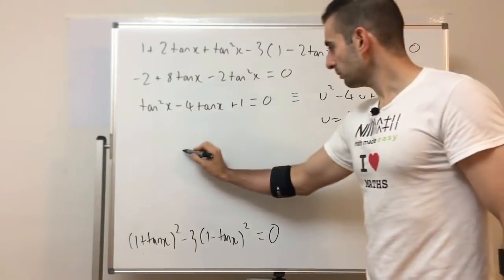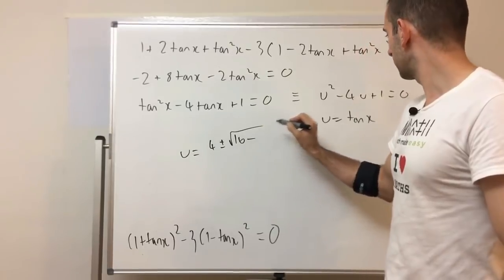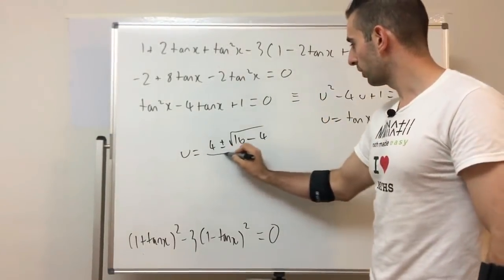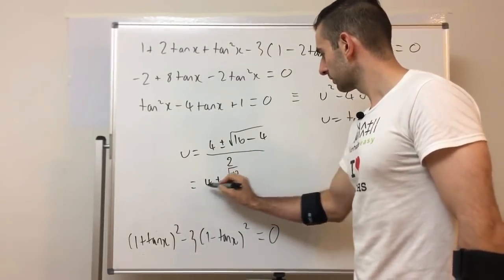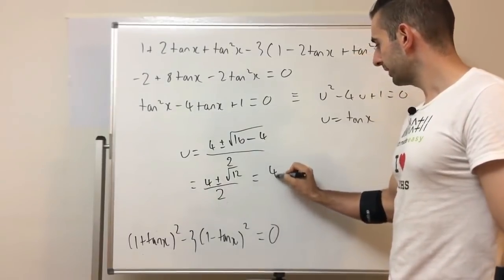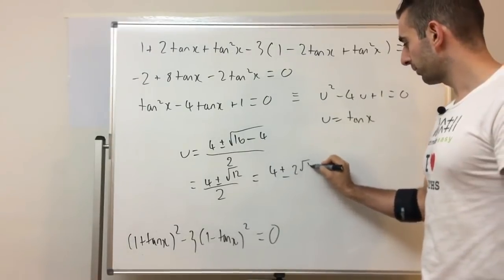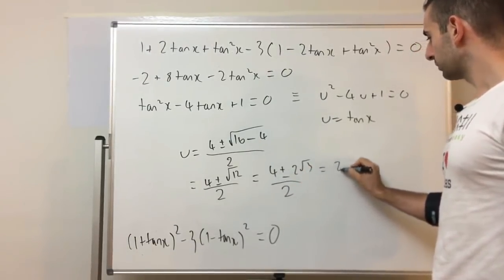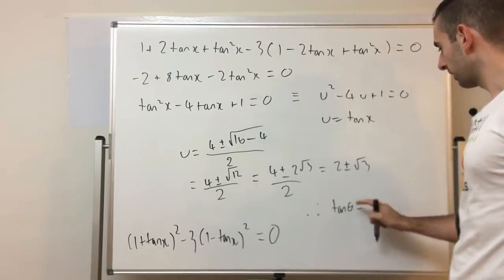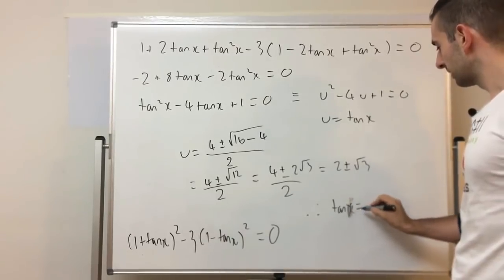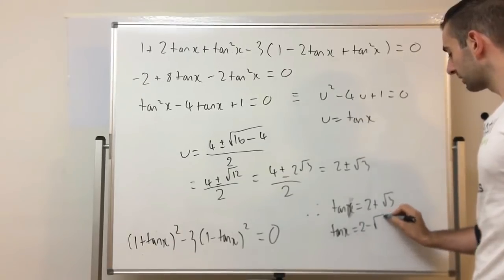So if I do it here, we get u equals 4 plus or minus the square root of 4 squared, 16, minus 4 times 1 times 1, which is 4, over 2 times 1. So if we simplify that further, I'll just do it here. Remember, you've got to simplify surds as much as possible. Root 12 will become 2 root 3, and that just becomes 2 plus or minus root 3. So if I just write the final answer, we're using x, so I should use x: tan x equals 2 plus root 3, tan x equals 2 minus root 3.